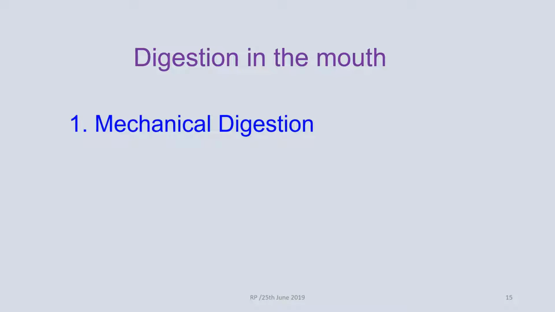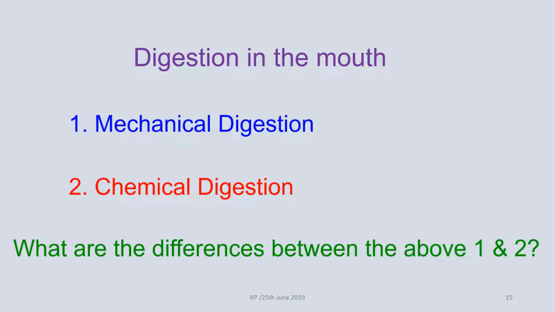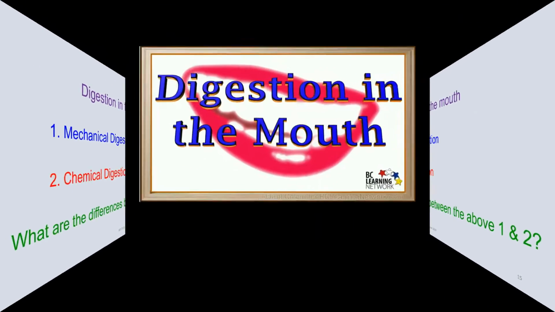The other one is, once the large food particles are broken into small ones, on top of that, enzymes are activated. And then they are broken into smaller molecules. We call it chemical digestion, right? Now the next step is, we need to find out the differences between these two in order to analyze this information. Right, so let's watch a video to get the background information, shall we?